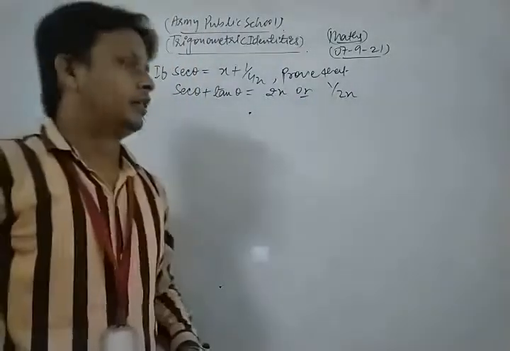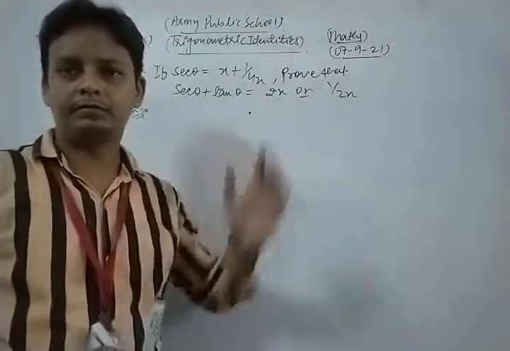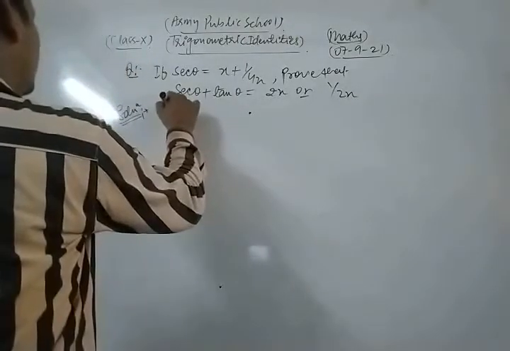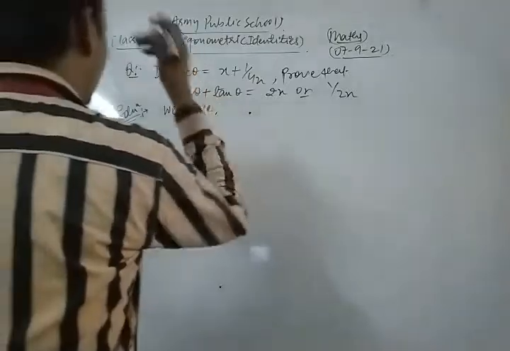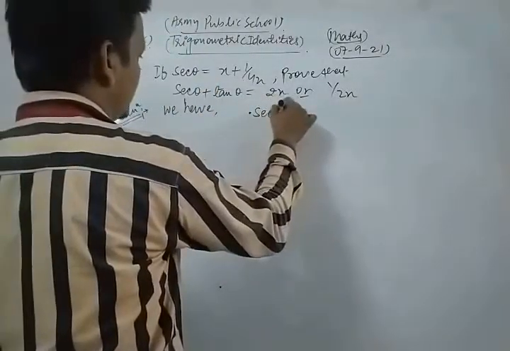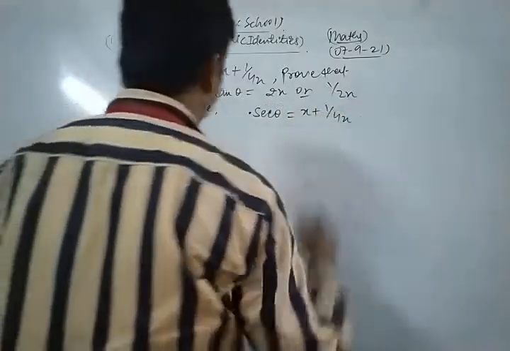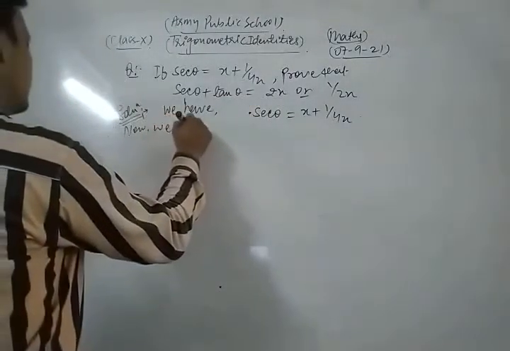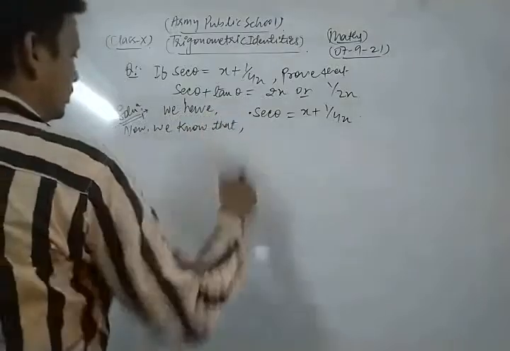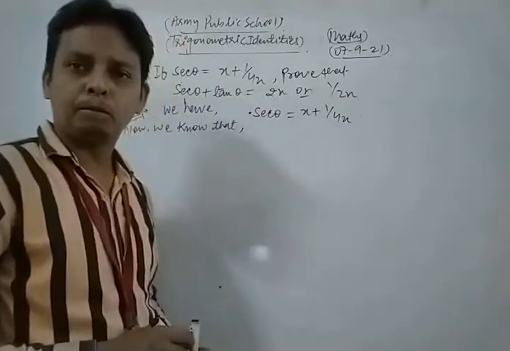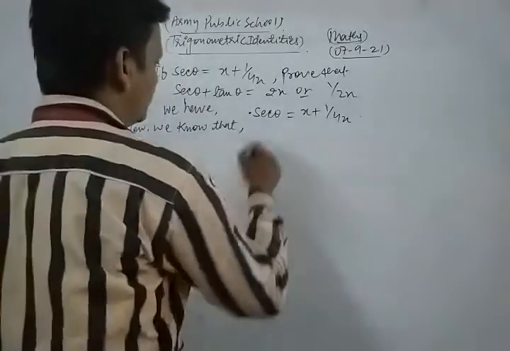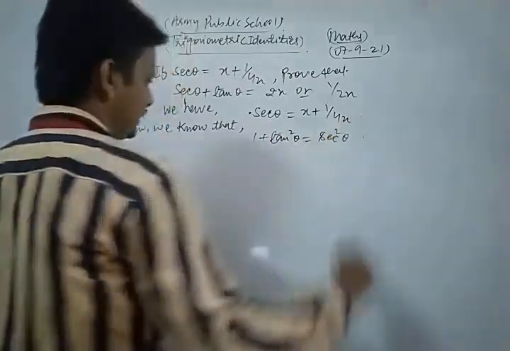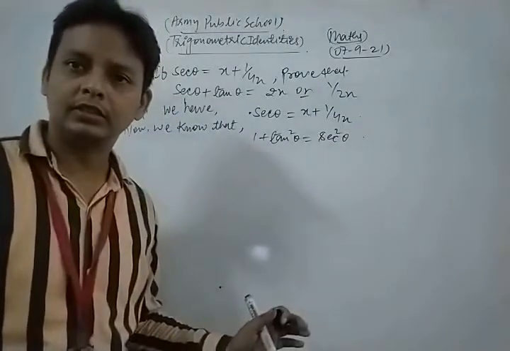Okay. So this is a very important question, so let's see its solution. First of all, we have sec theta is equal to x plus 1 upon 4x. Now we know, dear students, that 1 plus tan square theta is equal to sec square theta. This is a very important identity related to that.